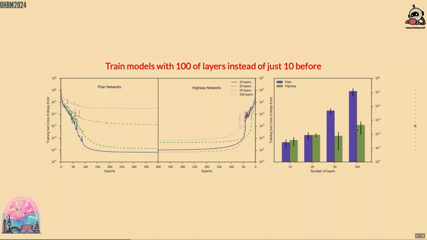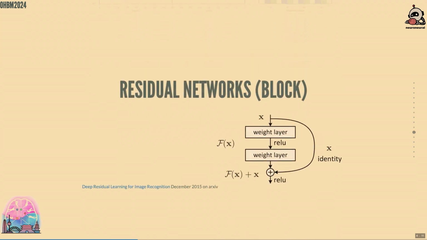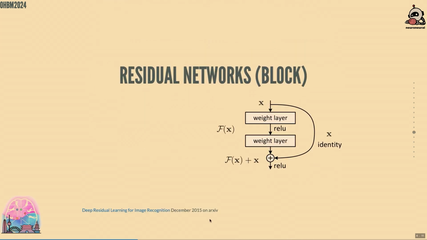So, okay, it worked beautifully, but at the same time, in December 2015, another paper appears on arXiv, and this paper says, okay, let's just forget about this transfer gate.